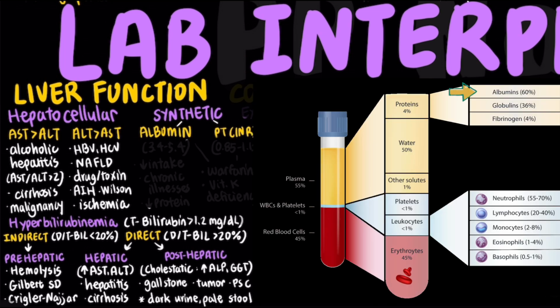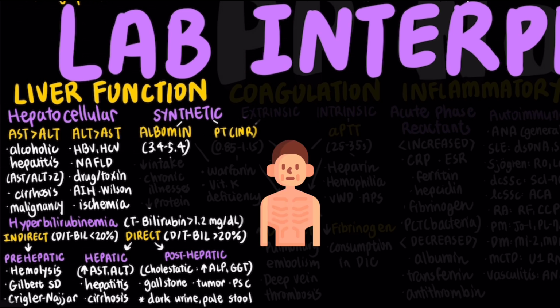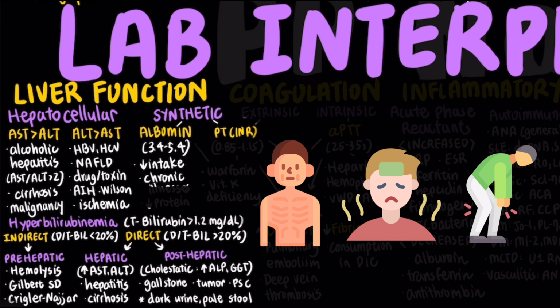Albumin is the main plasma protein synthesized by the liver. It helps maintain oncotic pressure and transports hormones, fatty acids, and drugs. If albumin is low but INR is normal, the liver is likely still functioning. This pattern usually points to malnutrition, chronic illness, or protein loss, but not liver failure.